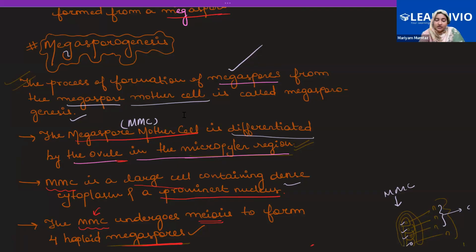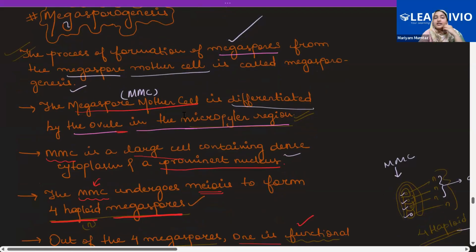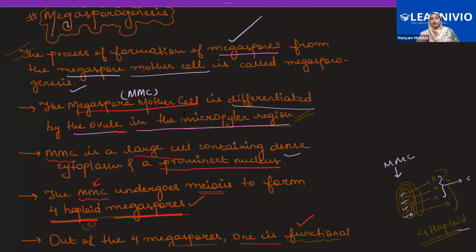Now see, in the previous class, we had discussed megasporogenesis. What is megasporogenesis? It is the formation of megaspore from the megaspore mother cell. Imagine this megaspore mother cell as the initial cell that makes the megaspore. The megaspore mother cell is differentiated in the ovule in the micropyle region.